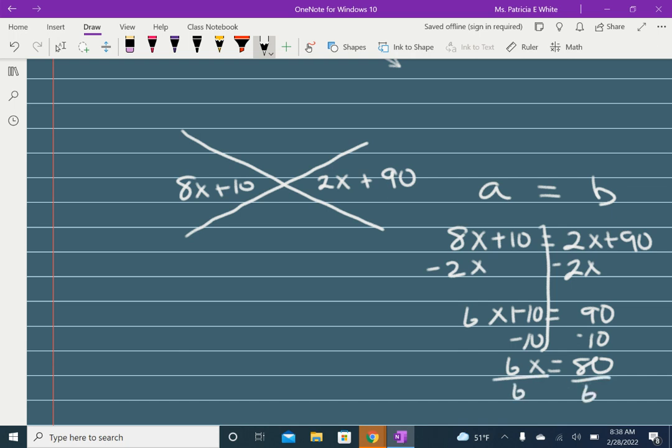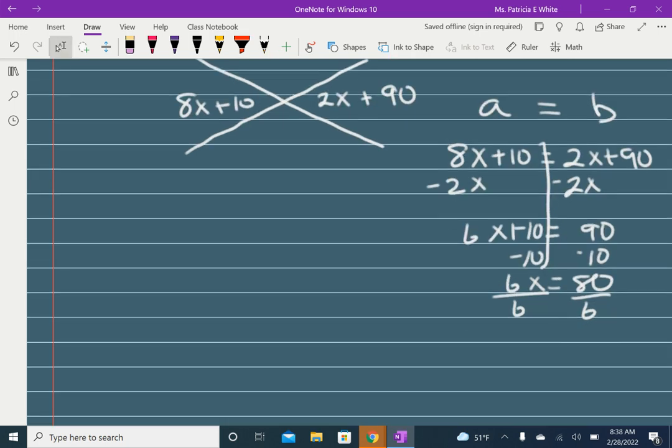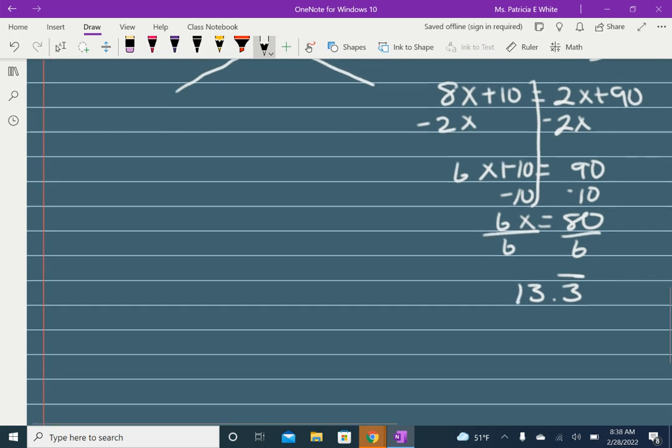Divide by that 6, and I believe we're going to get a repeating decimal on this one. 80 divided by 6, 13.3 repeating. Okay? All right. I hope you've written this down in your notes.